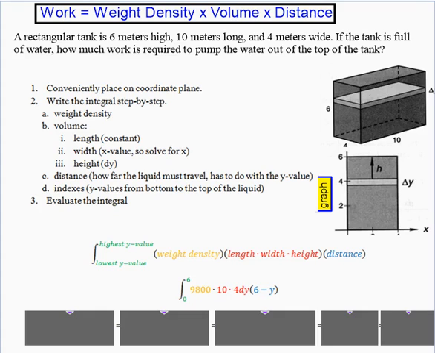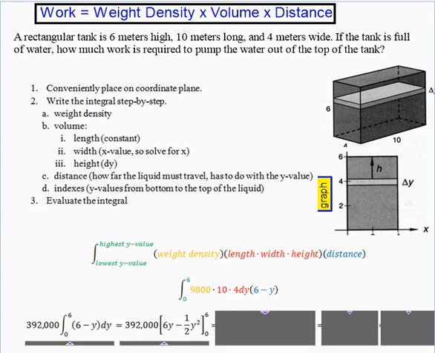So there's the integral that we want to set up, and then we can go ahead and evaluate it. We can bring out the 9800 times 10 times 4. That's a constant. It can come out, so that's the 392,000. 6 minus y, well, that's a fairly easy integral to evaluate. So there's the integral, 6y minus 1/2 y squared.